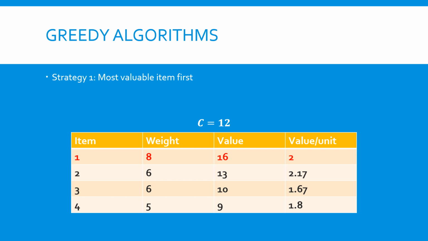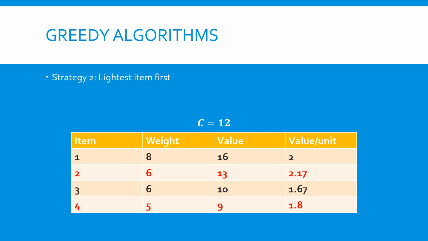First, let's try picking the most valuable item from the set. We will pick item 1 as it has the highest value of 16. Then, we cannot pick any other items, since it would go beyond the limit of the capacity 12. The algorithm would terminate here, and the total value we have is 16. It is incorrect, as we can pick items 2 and 3 to reach a total value of 23.